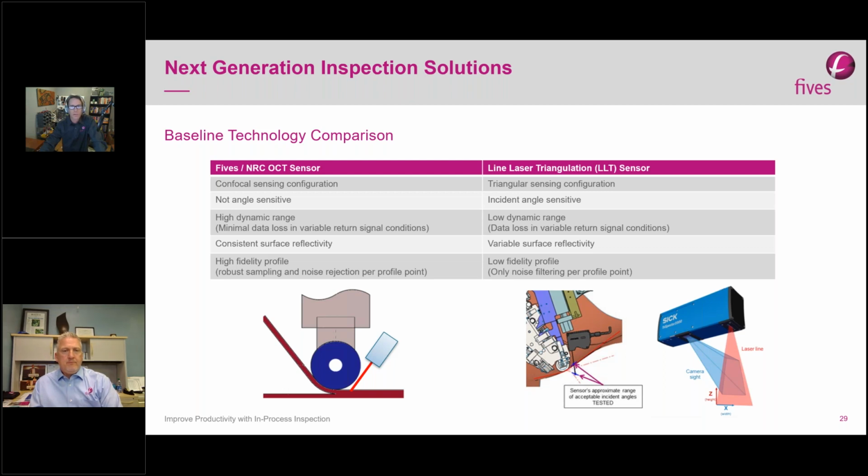And lastly, the profile fidelity, which is the ability of the sensor to produce an accurate surface, is much higher with the OCT sensor. The basic reason is that each profile point is measured hundreds of times to confirm its accuracy and minimize measurement noise. For LLT, you need software to clean it up after the fact, after the imager has already processed and either lost the data or the data is frozen. So next.